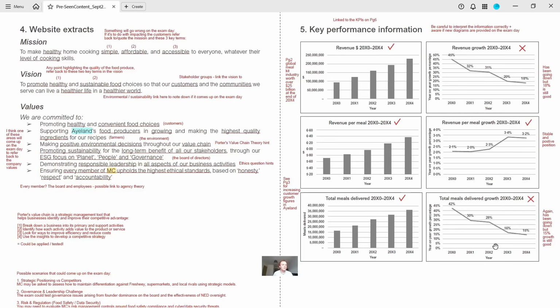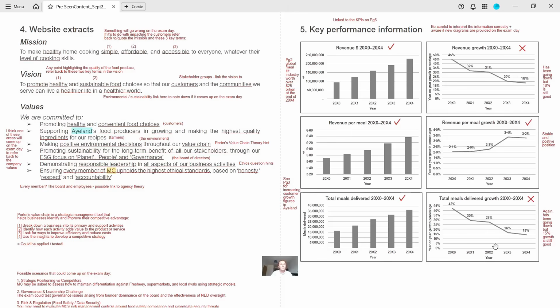Next, we're told about demonstrating responsible leadership in all aspects of the business. Ethics questions come to mind, the board of directors being held accountable, and ensuring every member of MenuCraft upholds the highest ethical standards based on honesty, respect, and accountability. And you think to yourself, every member of MenuCraft, is that the employees? Are we going to get more information on them? Is it the people who work in the factories? Is it just the board of directors? Again, linking to agency theory possibly, but definitely ethics as well.